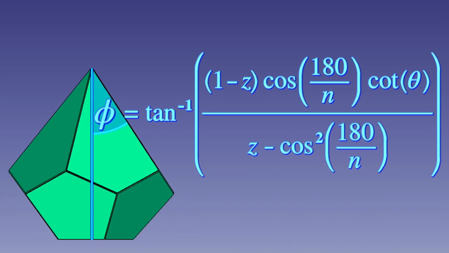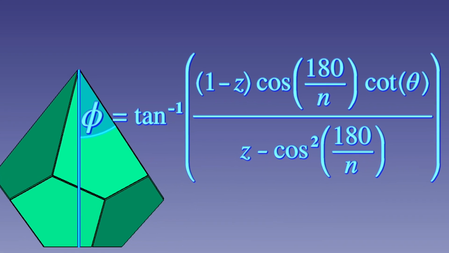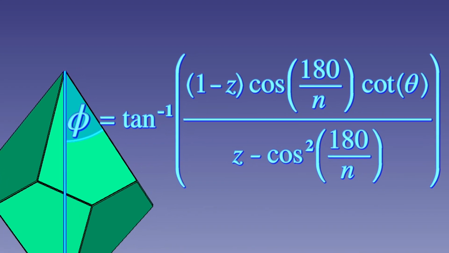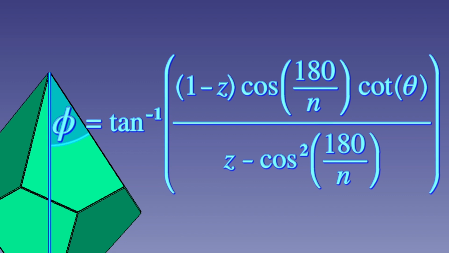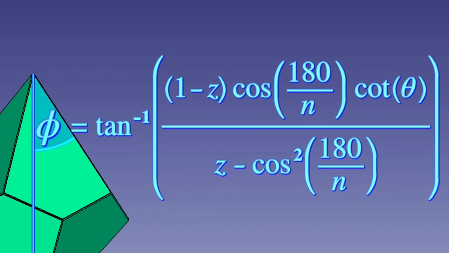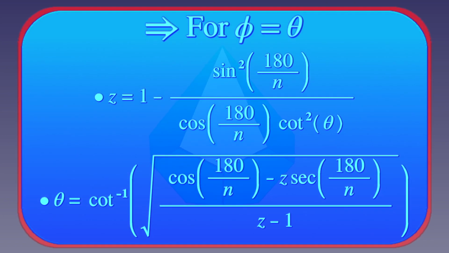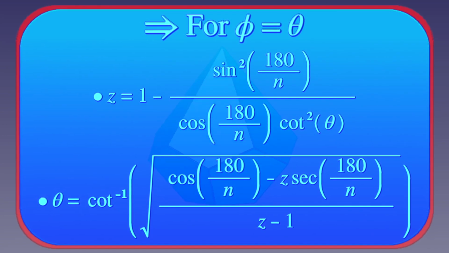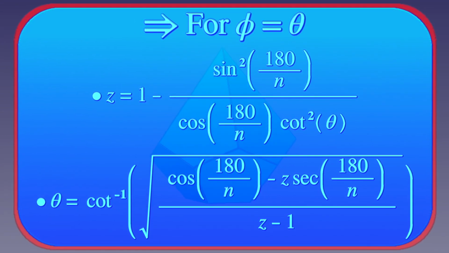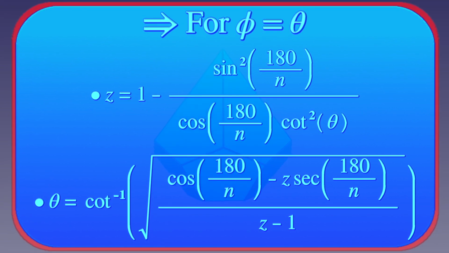The equation used to calculate phi for this model is equal to atan of (1 minus z times cos(180/n)) over (n times cot theta over z minus cos squared(180/n)). If you want your theta and phi values to be equal, you can use the following two equations to calculate the necessary z or theta values for a given phi value.